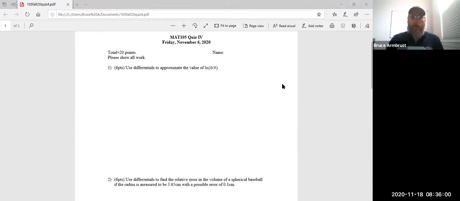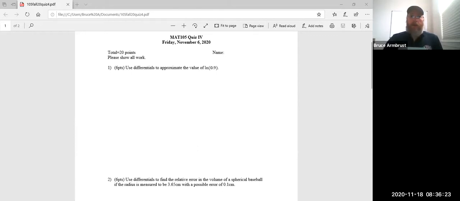Number 1 says, use differentials to approximate the value of natural log of 0.9. And Ollie, just so you know, I did see in the chat, you say you're finding one. I'm assuming that means a homework question. When you get it, go ahead and just throw it into the chat and we'll come back to it, okay?